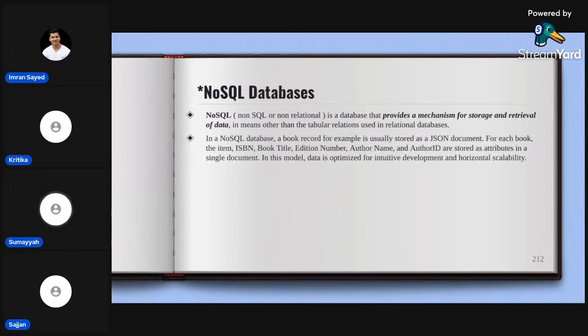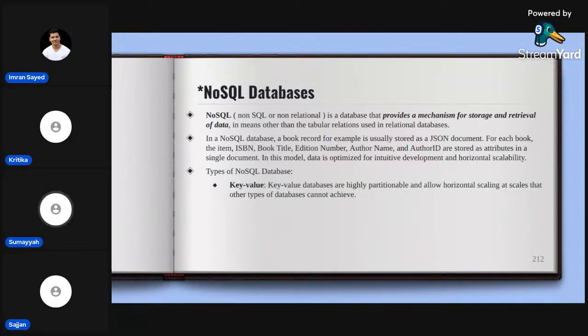In a NoSQL database, a book record, for example, is usually stored as a JSON document. For each book, the item, ISBN, book title, edition number, author name, and author ID are stored as attributes in a single document. In this model, data is optimized for intuitive development and horizontal scalability. I think I've used MongoDB, where data is stored in JSON format, and it's pretty useful actually. I'll show you an example in a moment.